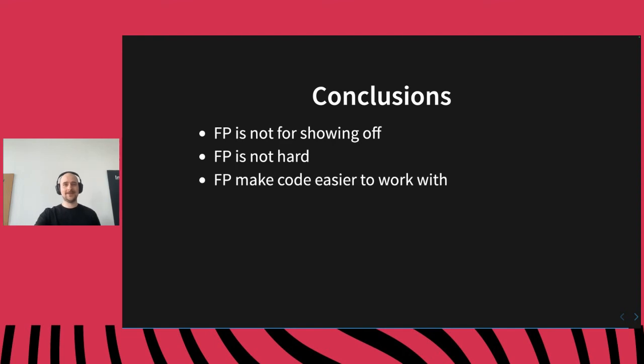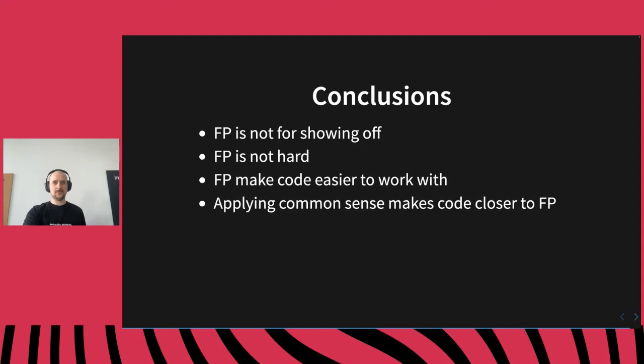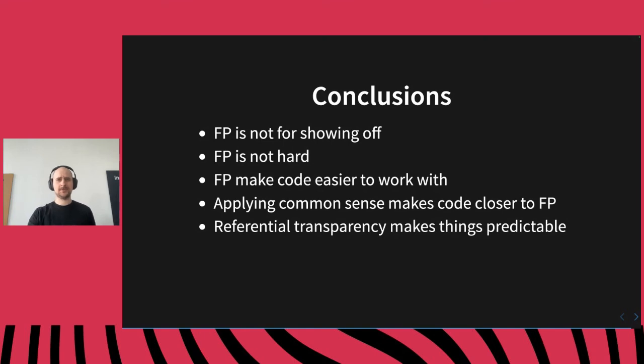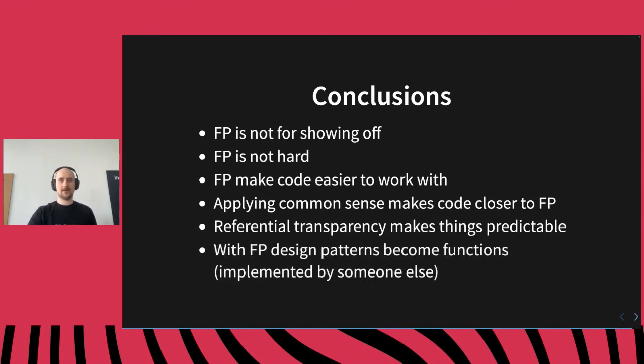And then next thing is functional programming makes code easy to work with because there are fewer things you need to keep in your head. You need to remember only the definitions of the functions you called and not the implementations of these functions and implementations of every function that they call. And as we also could see, applying common sense makes code closer to functional programming. If you want to make your code more testable or more predictable, you make it more functional-like also. And as a result, referential transparency makes things predictable. And with functional programming, the design patterns become functions implemented and tested by someone else. So you don't need to know how to implement it.